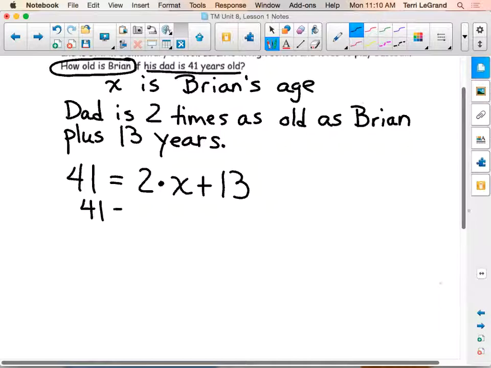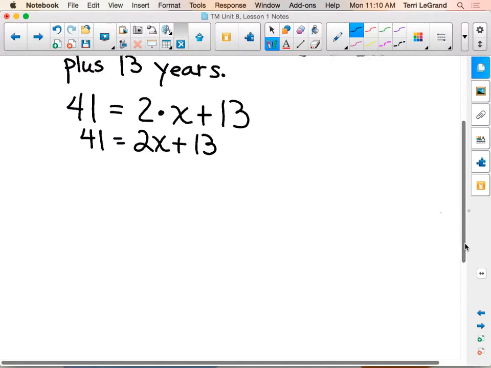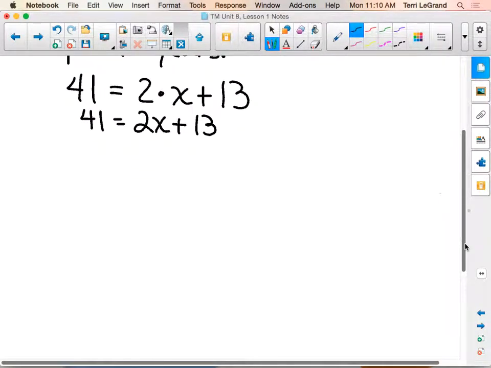So I'm just going to clean it up a little bit and make it 2x, and that's probably even how Hannah told me it. And I have to decide, is there anything I need to do on either side to simplify it first? In other words, I don't do it to both sides, I just do it on that one side. Is there anything I can do? Can we add 2x and 13 together? No. Okay, and 41's already by itself, so we're ready to solve this.